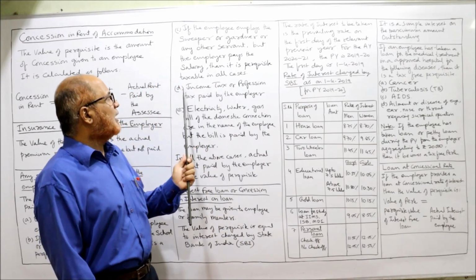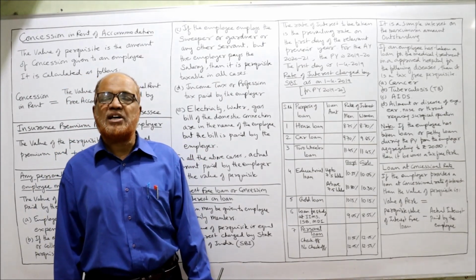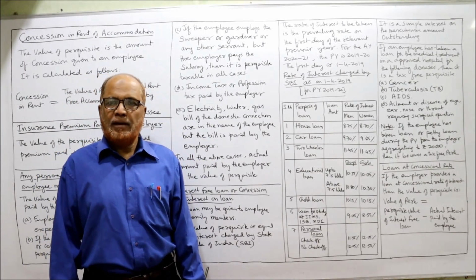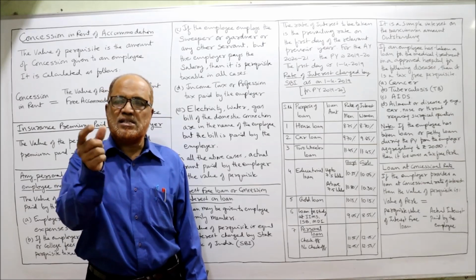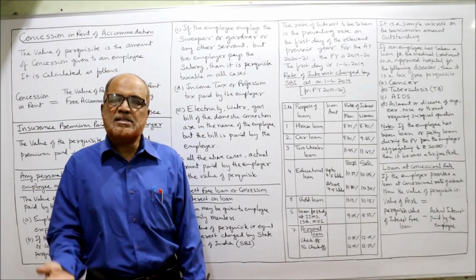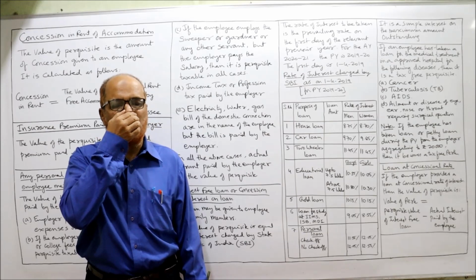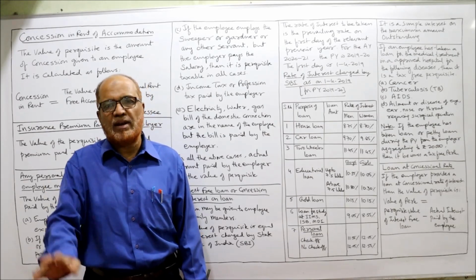Similarly, income tax or profession tax paid by the employer. Income tax or profession tax is an obligation of the employee, but sometimes it is paid by the employer. Then whatever is paid by the employer, that is the value of the perquisite.